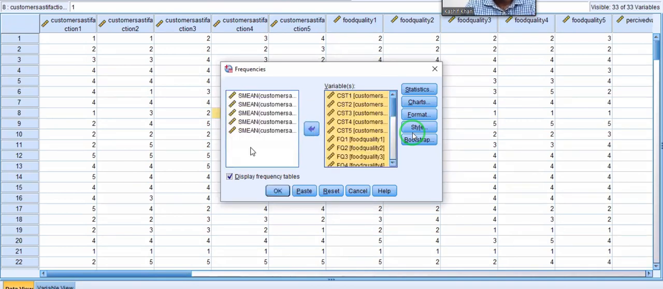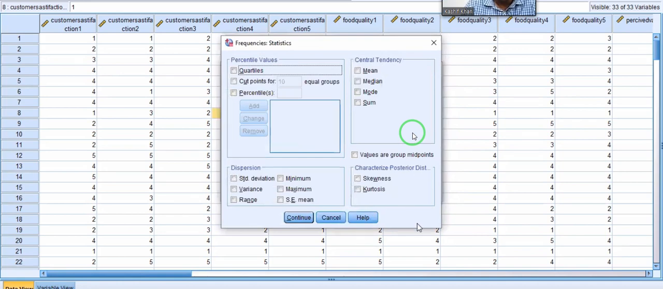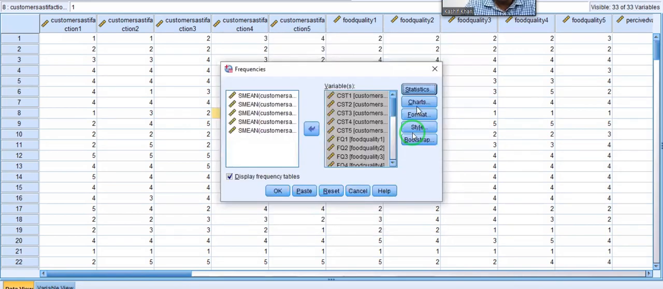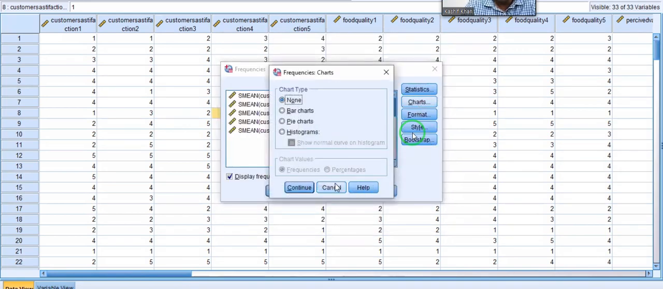Okay. So here I have given these, moving this variable to here, that means I'm telling SPSS to please consider these variables for whatever next stage I'm going to ask it to do. Statistics, just leave it as it is. Chart, leave it as it is.